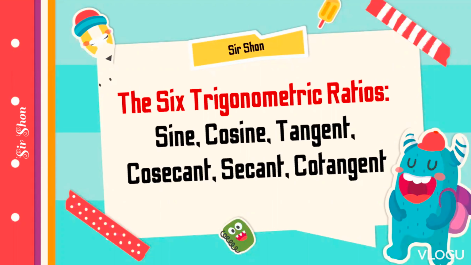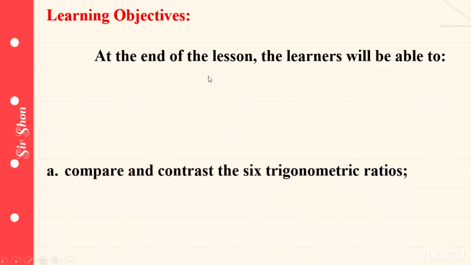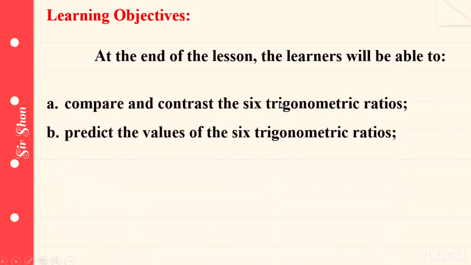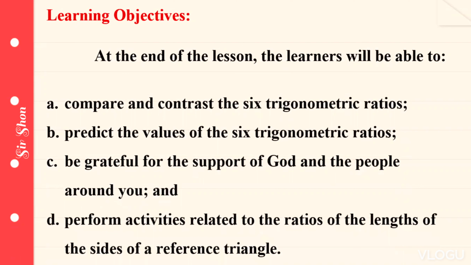In this video, I'll be teaching you about the six trigonometric ratios: the sine, cosine, tangent, cosecant, secant, and cotangent. So here are the objectives of our lesson. At the end of the lesson, you will be able to compare and contrast the six trigonometric ratios, predict the values of the six trigonometric ratios, be grateful for the support of God and the people around you, and perform activities related to the ratios of the lengths of the sides of a reference triangle.